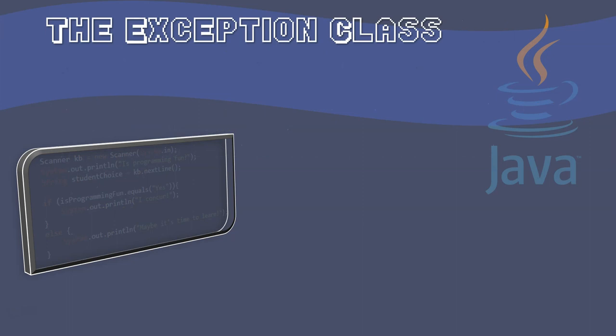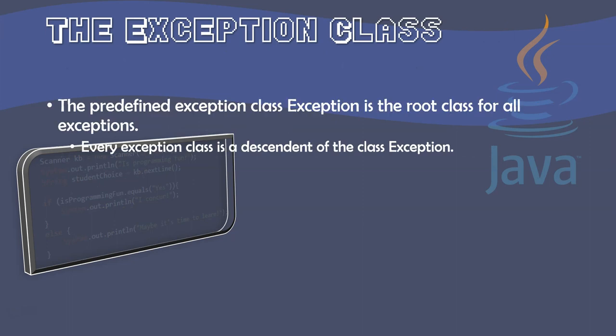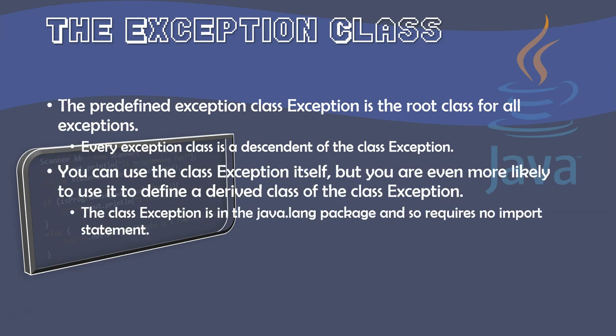Now, the Exception class itself is the root class. It is the base class for all exceptions. And every exception class, therefore, is a descendant of that class. You can technically use the class Exception itself, but you are even more likely to use it to define a derived class of the class Exception, particularly when we are starting to make our own exception classes. Now, the class Exception, as we mentioned before, is in the java.lang package, so we don't have to import that. FileNotFoundException is something that we had to import previously because it is not part of the java.lang package, so that is much more specific, even though it's already predefined.